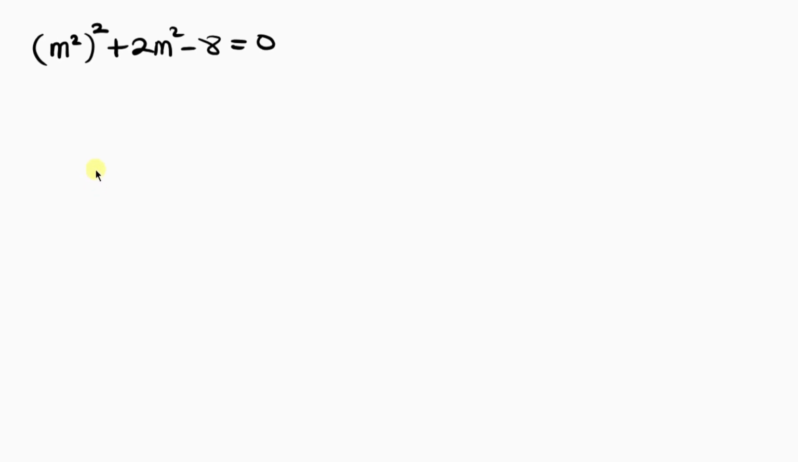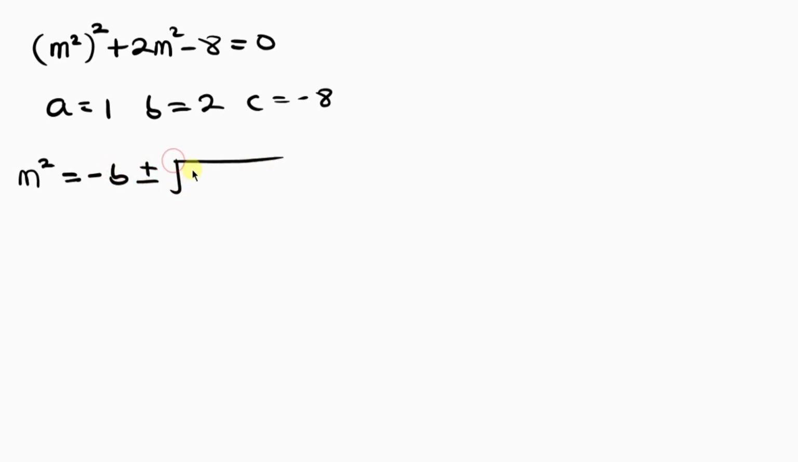All right, so since we're using the general formula, a is equal to 1, b is equal to 2, c is equal to negative 8. So the general formula for m squared, we are looking for m squared, is equal to minus b plus or minus the square root of b squared minus 4ac, divided by 2a.